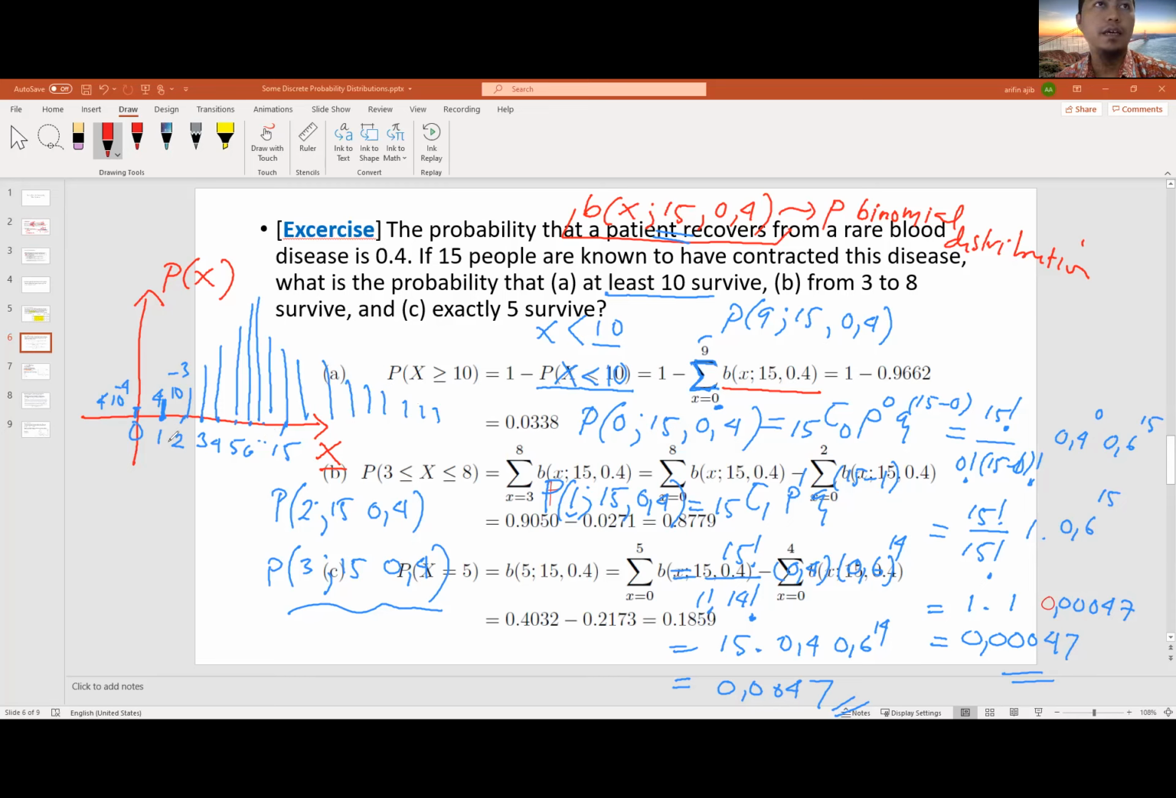Okay, and then computing x less than 10. Let's say this is 10 here and this is 15 here, so up to 10 we add up: this 9, this one, this one, this one, until the minimum. That's why it should be the probability from 0 to 9. Yeah. Okay. Is that clear or not?